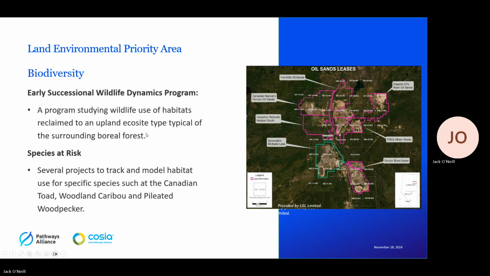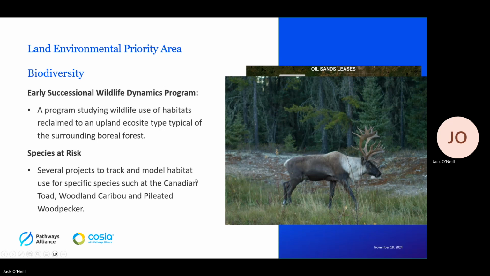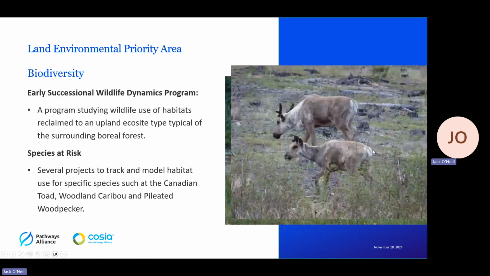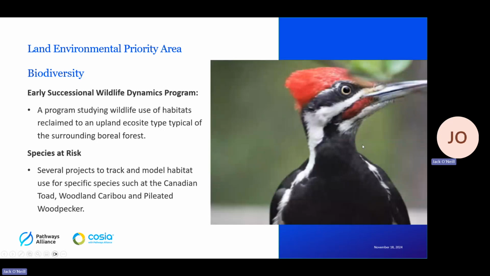There's also lots of species at risk right across Canada, but also in the oil sands. We have lots of projects to track and model habitat use of various species that have been identified at risk. There's woodland caribou, toads, pileated woodpecker. Lots of different research projects to better understand what's going on with these creatures so we can make plans to support their continuance.